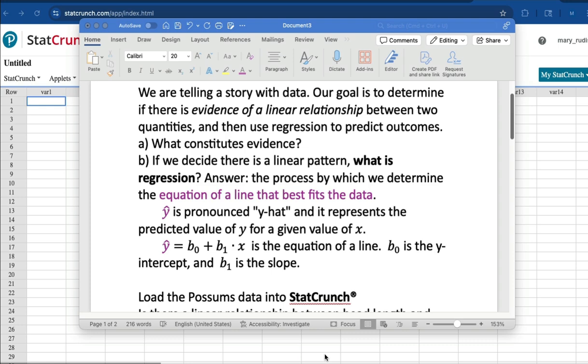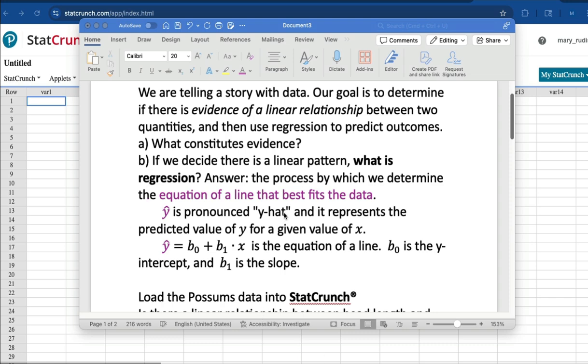We're going to be looking at some data here and determining: is there evidence to support the idea that there's a relationship between two variables in the data, two quantities? So what actually constitutes that evidence? We're going to look at that in StatCrunch. And then once we are convinced that there is a linear relationship, we're going to use regression to predict outcomes. So let's dive right in, okay?